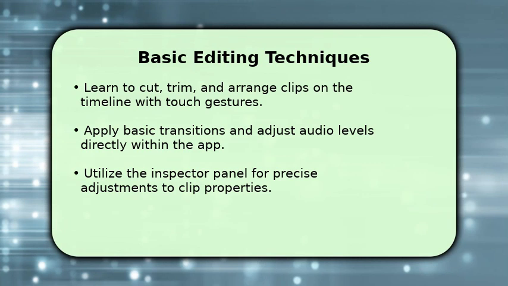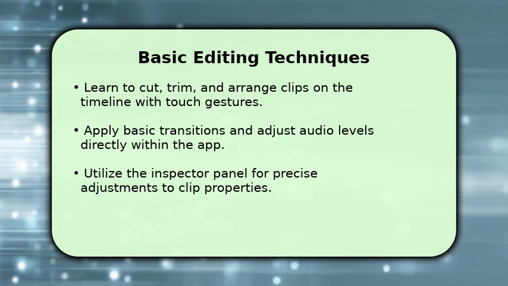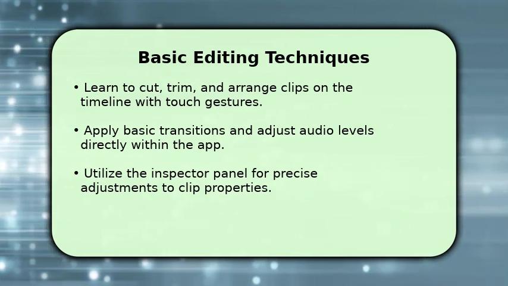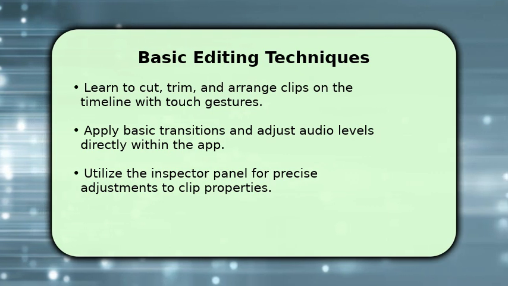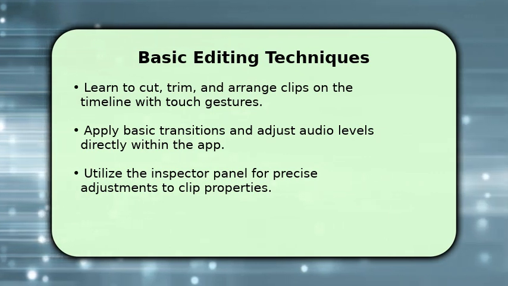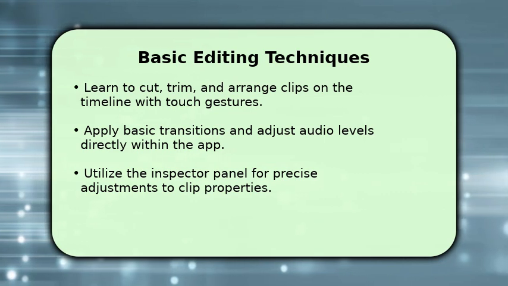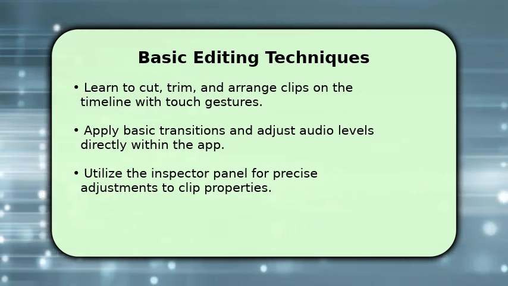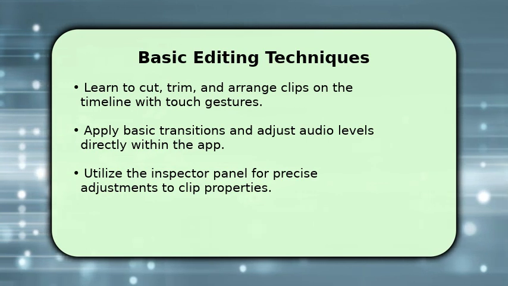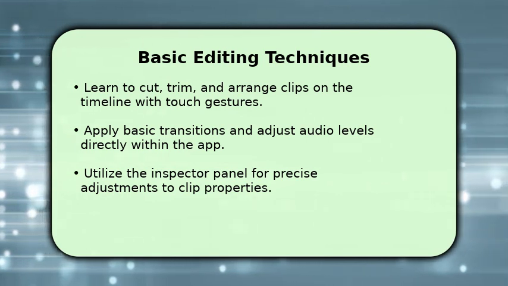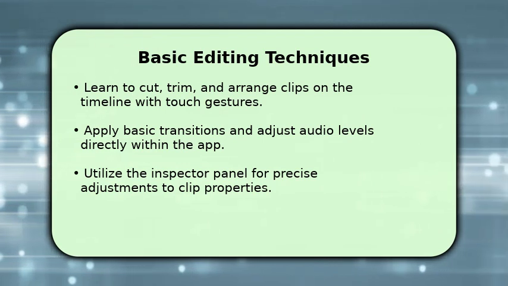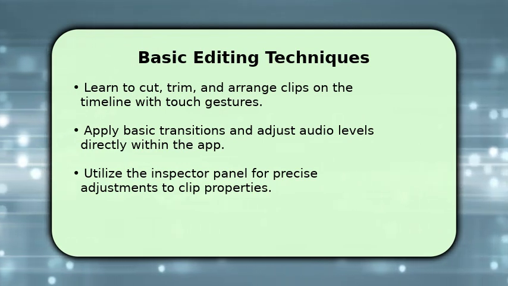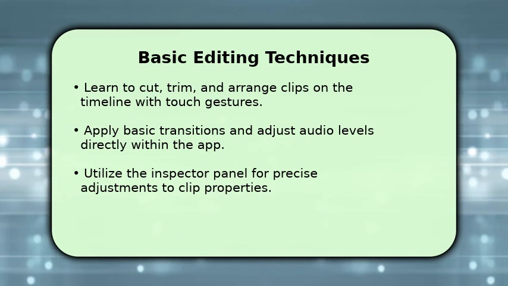Drag and drop clips onto the timeline. To trim, simply tap and drag the edges of a clip. You can easily split clips, insert new ones, and rearrange their order. Add simple cross-dissolves or other transitions by tapping the transition icon between clips. Adjust audio levels by dragging the volume line on each clip. The inspector panel, accessible with a tap, offers fine-tuning for parameters like scale, position, and rotation, giving you precise control.